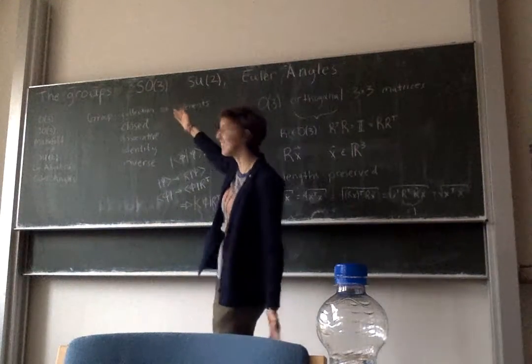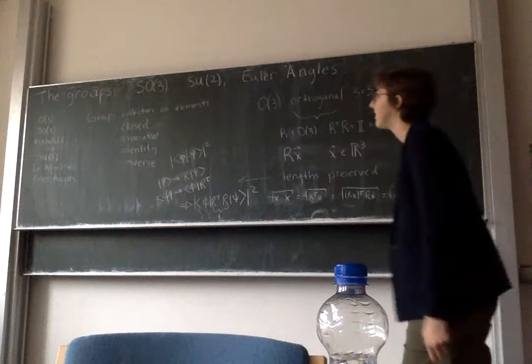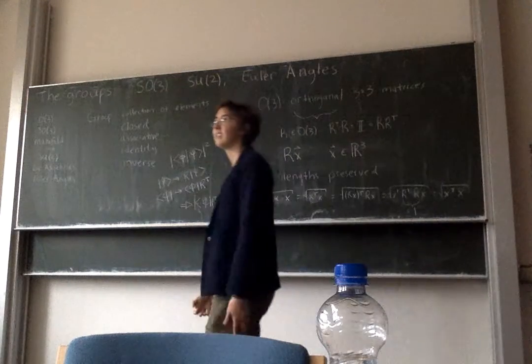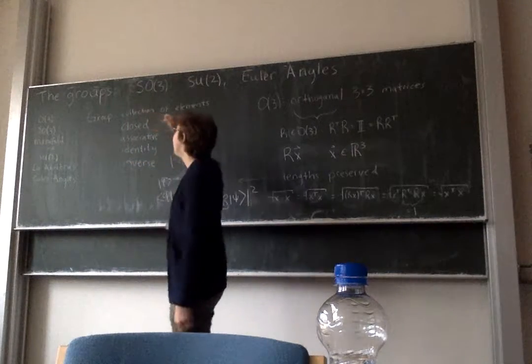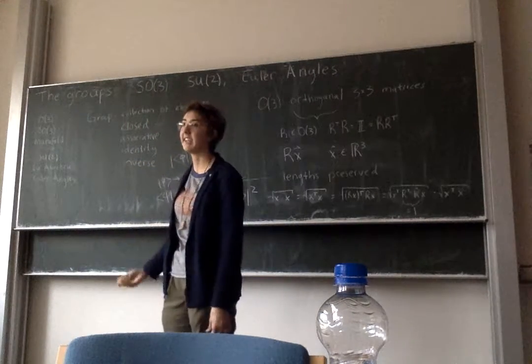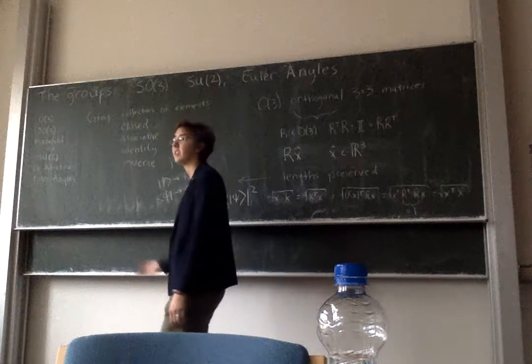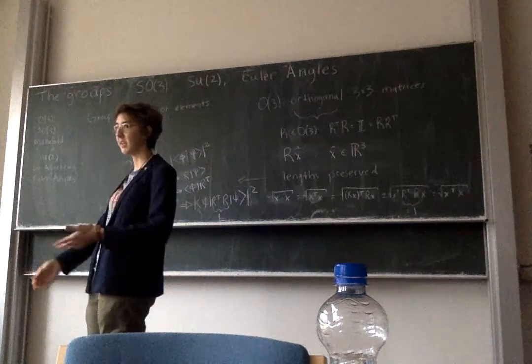The groups SO3, SE2, and Euler angles. What is a group? Monofile discussed this last week. It's a collection of elements. It's closed under an operation. It is associative, has an identity, and an inverse. So the inverse to each element in the group is such that if you multiply them together, you get the identity.